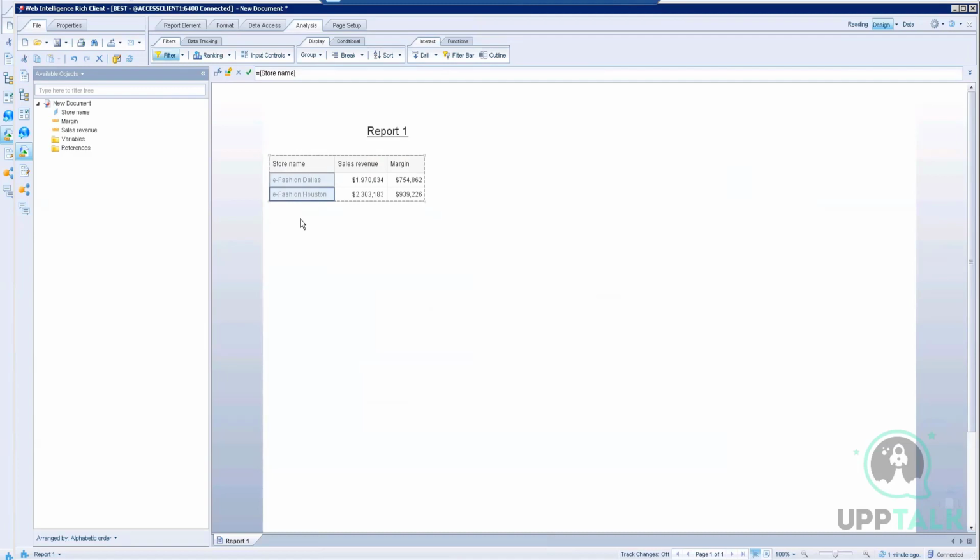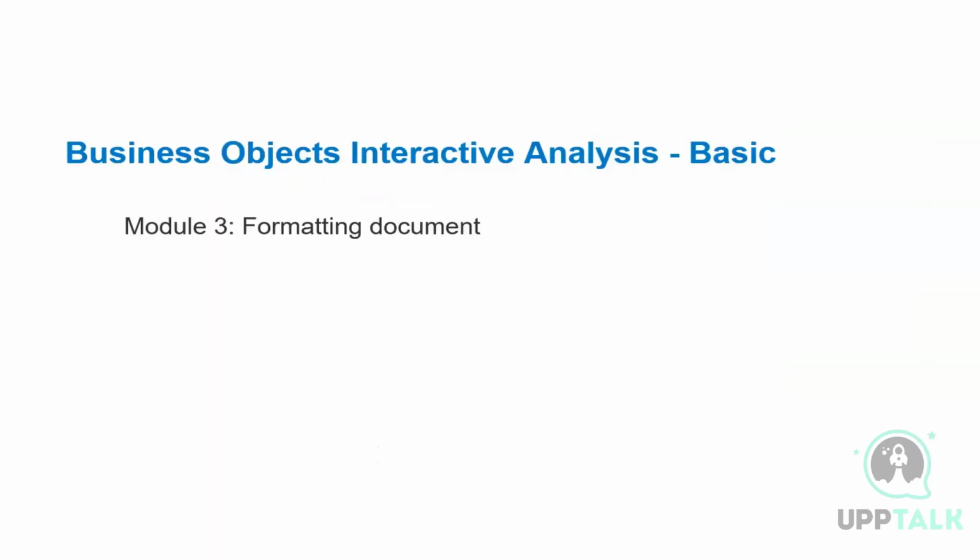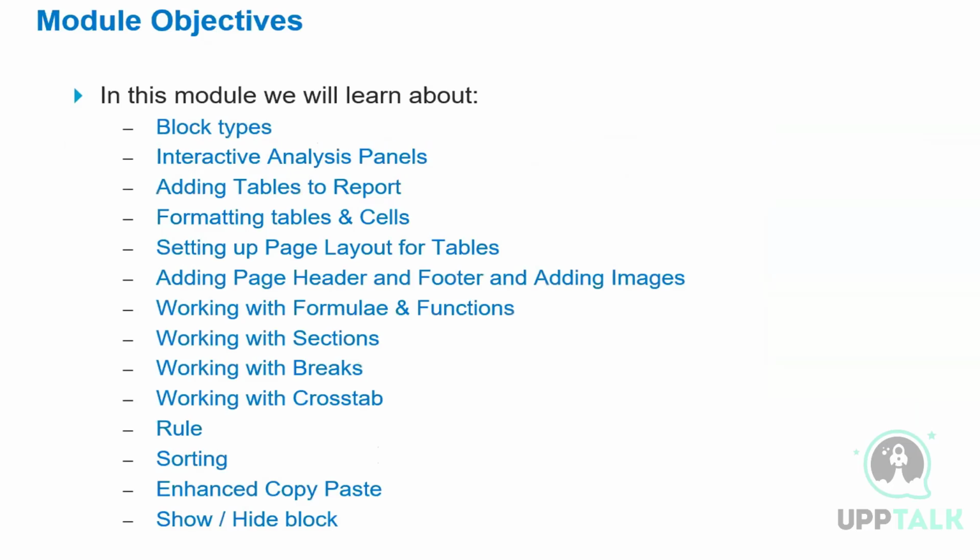So I selected only 2 store names and we got these 2 store names. This is about report level filters. So now we are done with the filter types and all. So now we will see how we format the document.